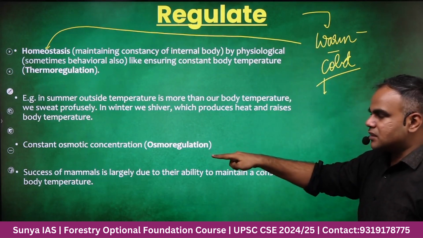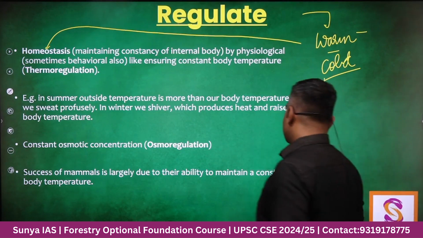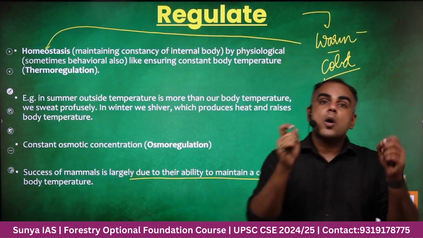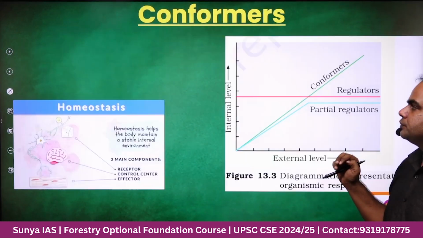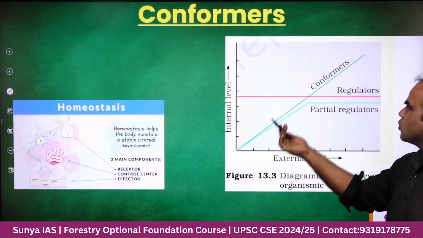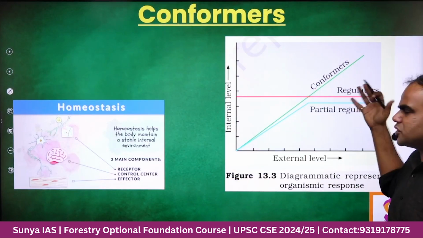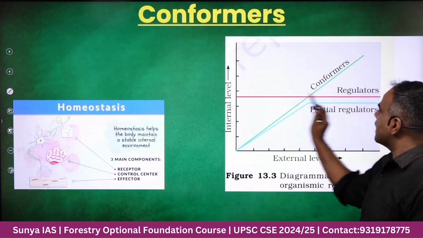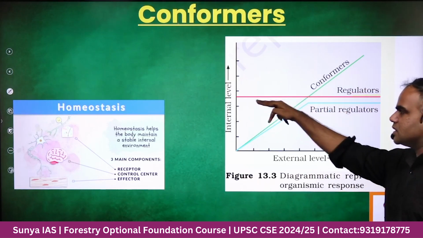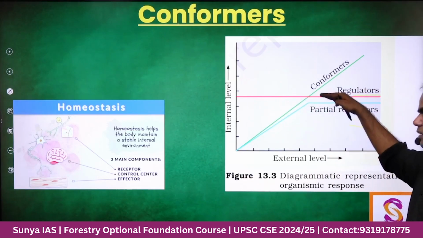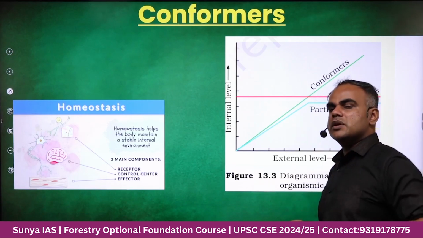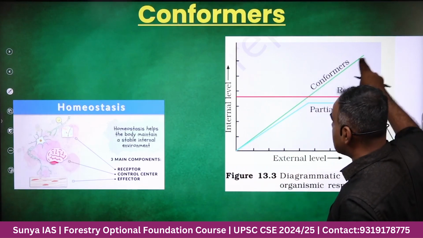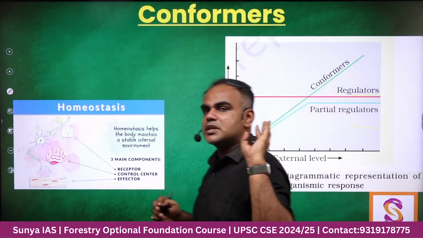And again, success of mammals is largely due to the ability to maintain a constant body temperature. That is one thing you have to remember here. This is homeostasis. You don't have to remember all this conformer, regulator, but just know that regulators have a constant internal temperature. That is why this line is, let's say, parallel, whereas conformers, if you increase the temperature, they will also increase. So they are just conforming to the external circumstances.